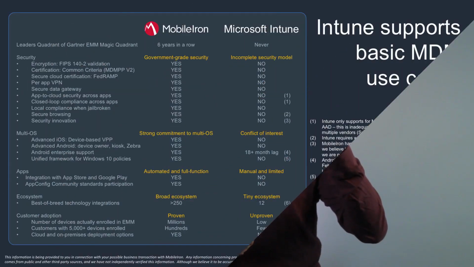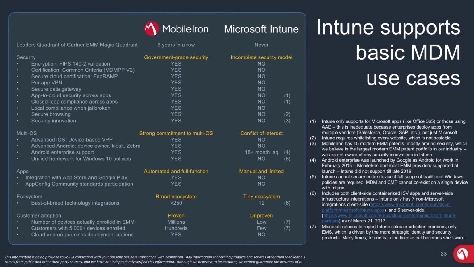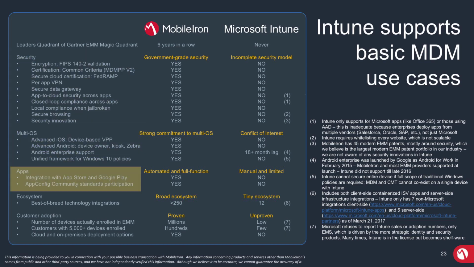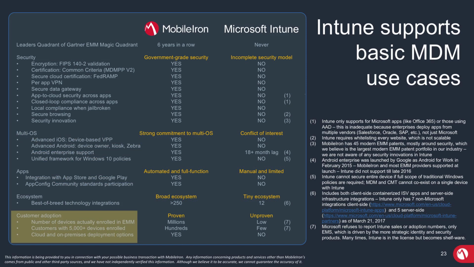When I think about the capabilities of products in our space, and I'll obviously give you the perspective from a MobileIron side, we believe security is fundamental. So many of the things that I talk about here are going to be related to what happens with a security profile within an organization. You'll see at the left-hand side of this particular chart, I've separated features into a couple of categories: security, MultiOS, apps, ecosystem, and then customer adoption. And we believe all of these are very important.